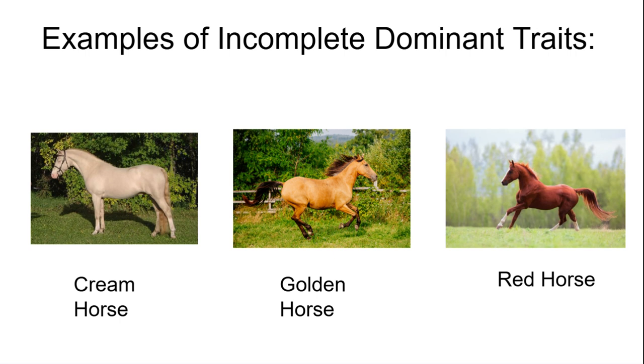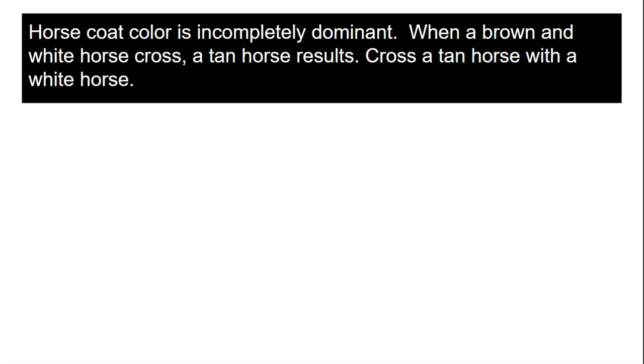So we're going to do an example here. Flip to your examples, your sample problems in your packet. When you're doing these problems, it will either say something like they're incompletely dominant, or it's going to say that they will blend, or it's going to give you three different colors. So that's how you know. In this problem, if we didn't have this first sentence, it says when a brown and white horse cross, a tan horse results. Because we have three different colors here, brown, white, and tan, I know that it is incompletely dominant because otherwise it would just be two different colors. So it says cross, which means mate a tan horse with a white horse.